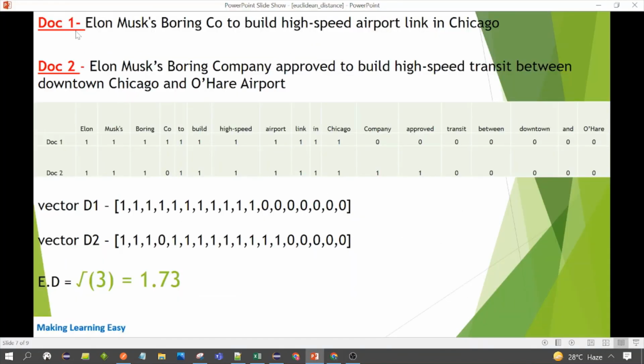Here in this example, I have mentioned two documents, document 1 and document 2, and this is the screenshot I have attached, which is showing the vectors for doc 1 and doc 2. So vector d1 is this, vector d2 is this. With the help of the same technique which we have just discussed, the Euclidean distance would come out as square root of 3, which is 1.73.